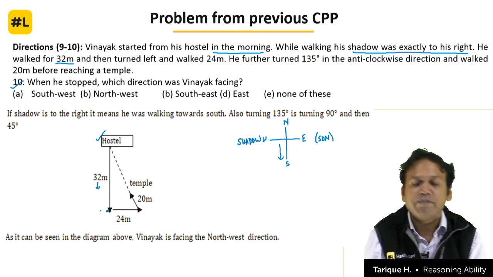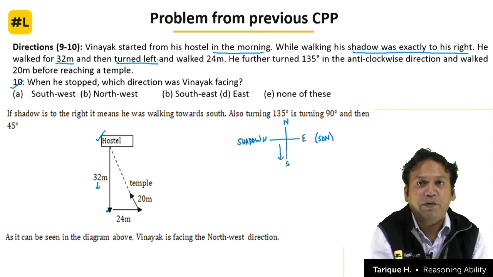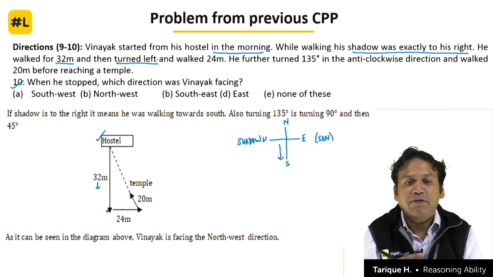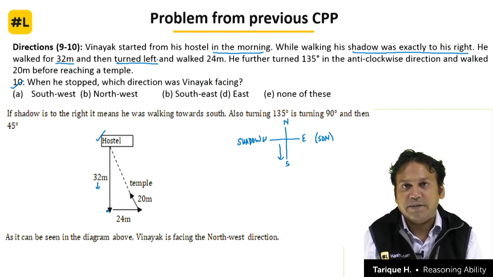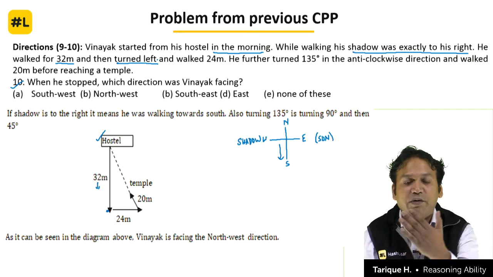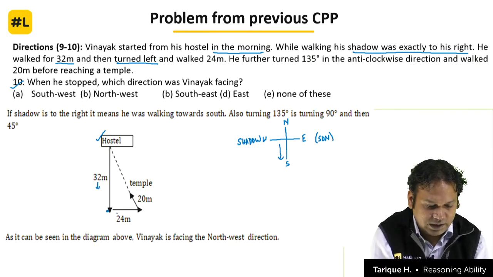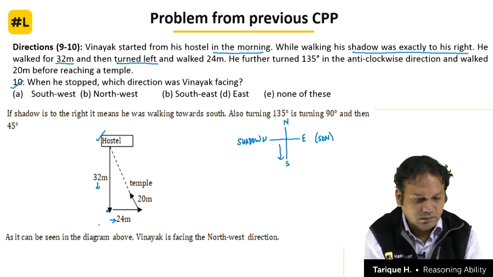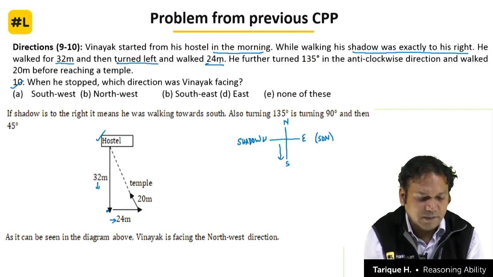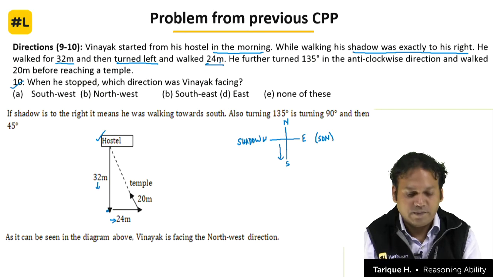Now he is going south and then he turned left. If you are going south and you turn left, you will go in which direction? You go towards the east direction, as you can see in the diagram. He goes 24 meters towards the east.